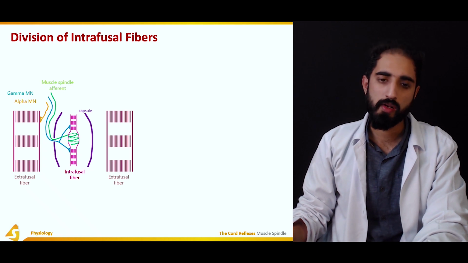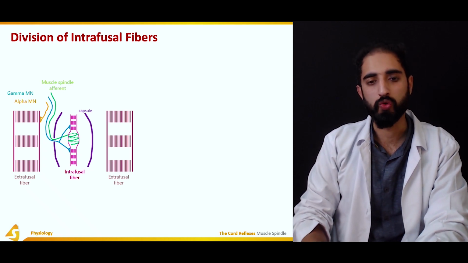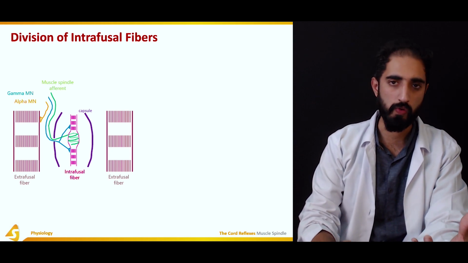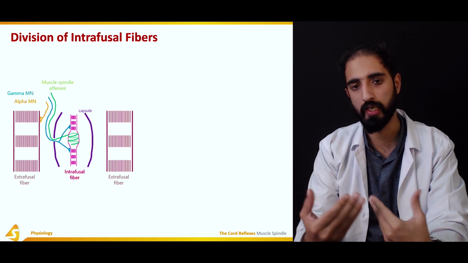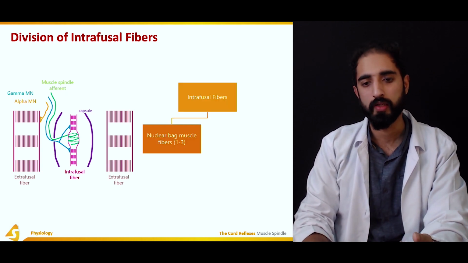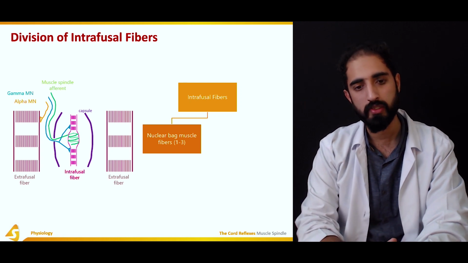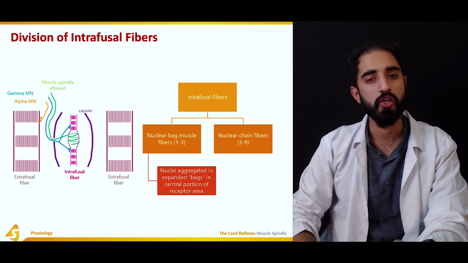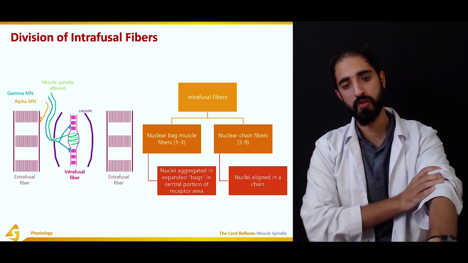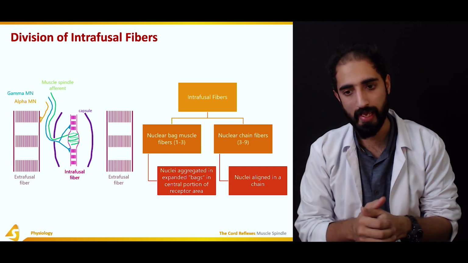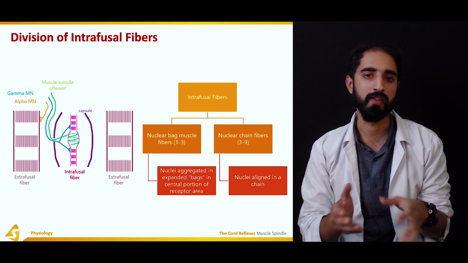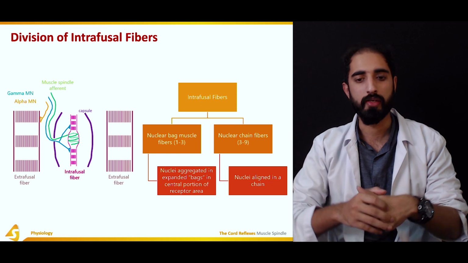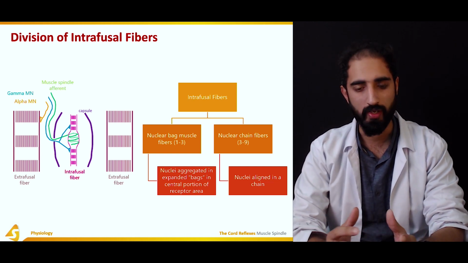So the intrafusal fibers can once again be divided into two different types of fibers. We said that muscle fiber is of two types, extrafusal and intrafusal, and then once again the intrafusal are of two types. They are nuclear bag muscle fibers, which is this one, and we have the nuclear chain fibers. Nuclear chain fibers are in a chain and they are smaller in diameter and size, and they are usually 3 to 9 in number, and nuclear bag muscle fibers are 1 to 3 in number, and they are bigger.